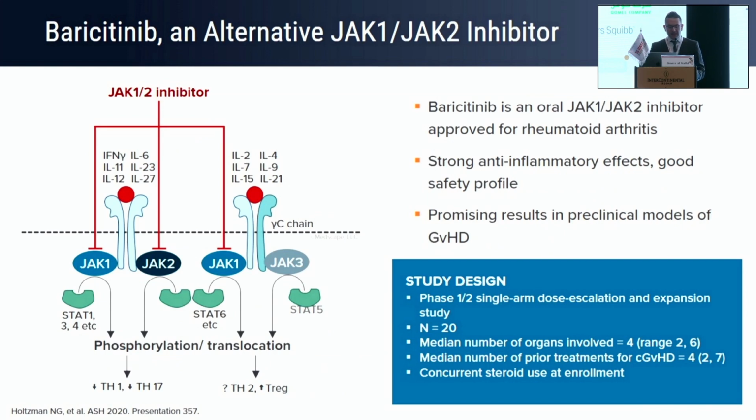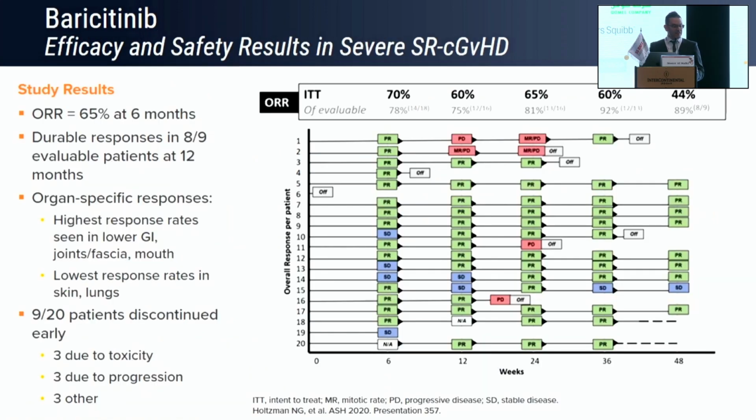Baricitinib is another, a third or fourth, I've lost count, JAK inhibitor. It is again very promising, with overall response close to 60%, and seems to be more durable than what we see with other drugs.